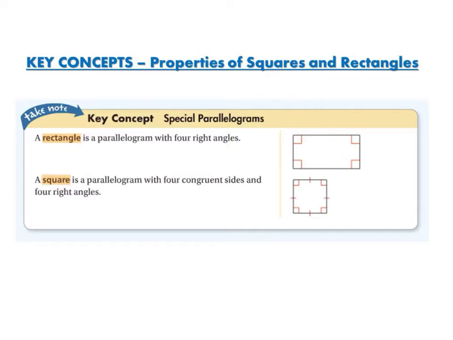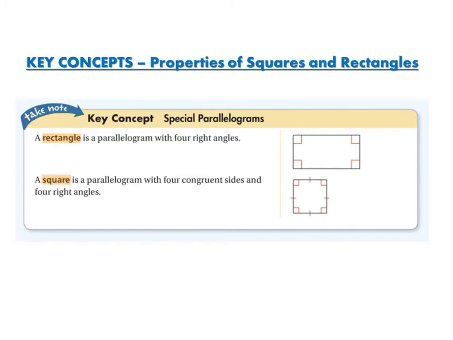Now a square is also a parallelogram that has 4 right angles. The sum of the interior angles is also 360 degrees. What makes it different is that all 4 sides are the same length. So, a square is a parallelogram. A square is also a rectangle.